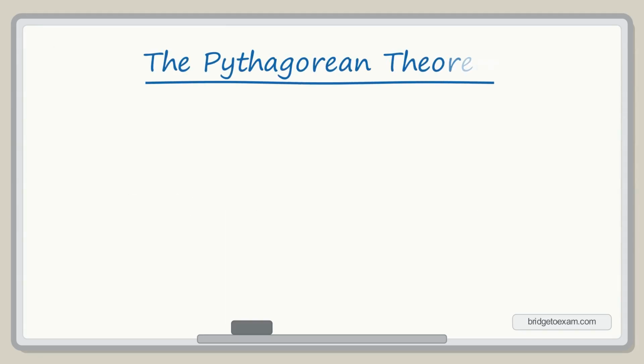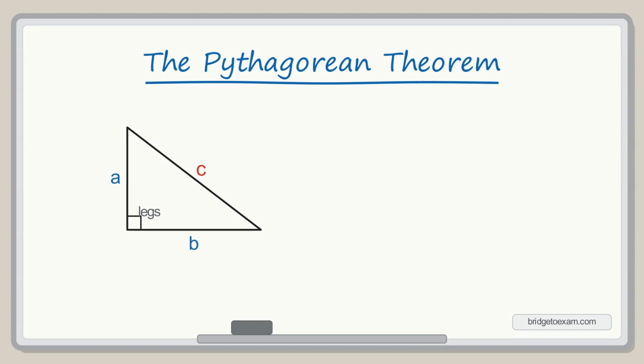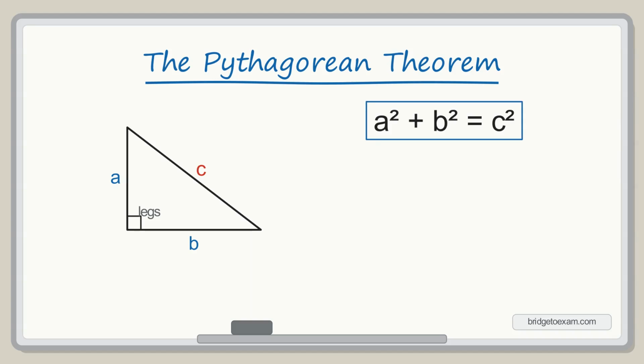Here is a right triangle. The two sides that meet at the right angle are called the legs. The longest side, sitting directly across from the right angle, is the hypotenuse. The Pythagorean theorem ties them together. Leg A squared plus leg B squared equals the hypotenuse C squared.